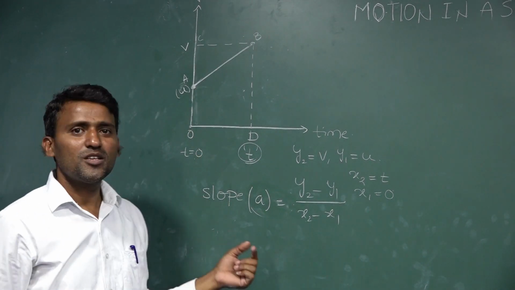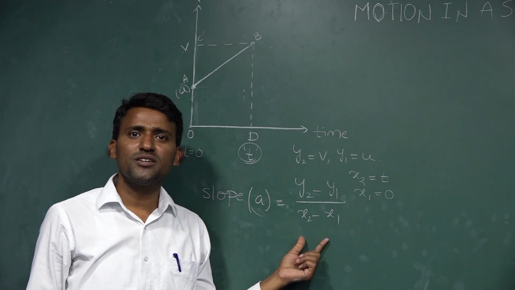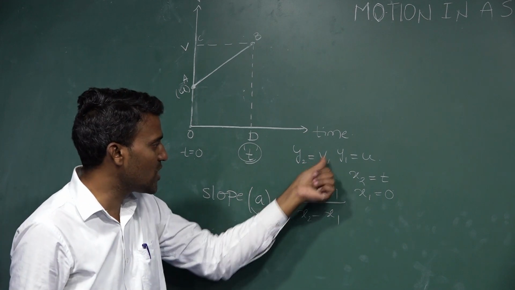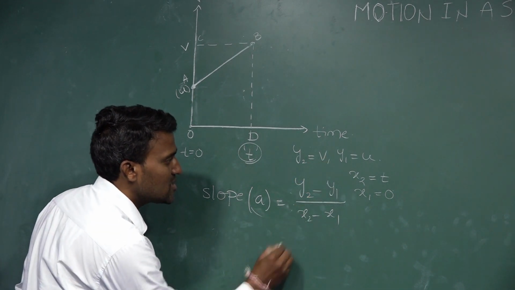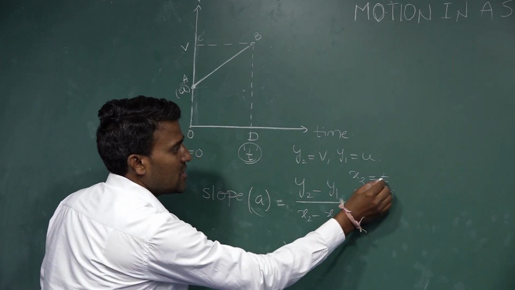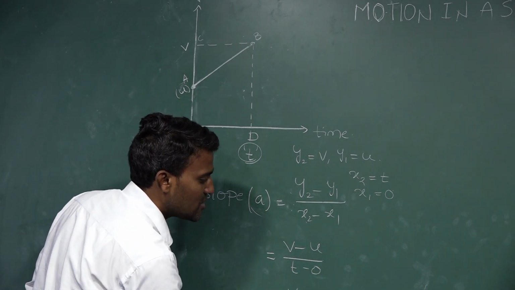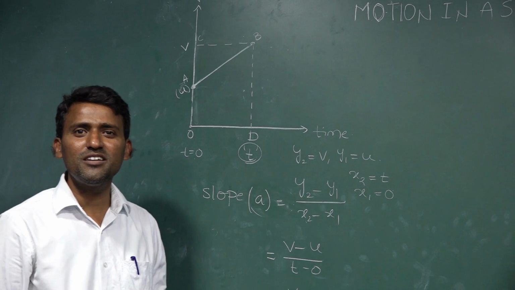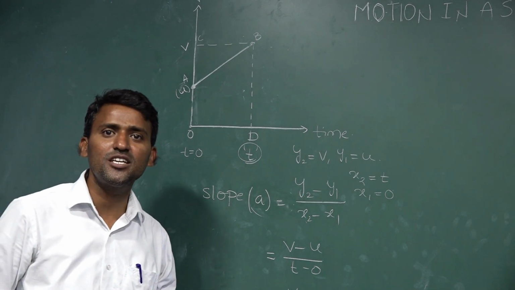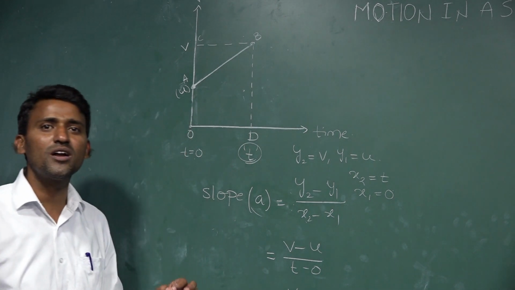Okay. Slope is the difference between the 2 points on the y-axis divided by the difference between the 2 points on the x-axis, y2 minus y1 divided by x2 minus x1. If we substitute those values, we get v minus u divided by t minus 0, that is, (v minus u) by t. (v minus u) by t is called acceleration. Just now we discussed what acceleration is: change in velocity per unit time interval is called acceleration.